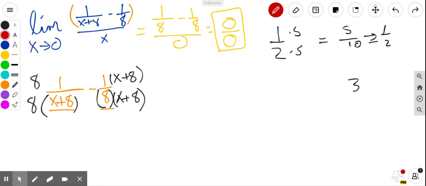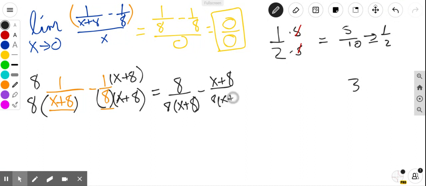All right, because I could just leave it like that. 1 times 5 is still 5. 2 times 5 is still 10. But if you cancel it from top and bottom, common factors, then they kind of go away. So going back to this problem, this now becomes 8/8 times an x plus 8 minus x plus 8/8 times an x plus 8.